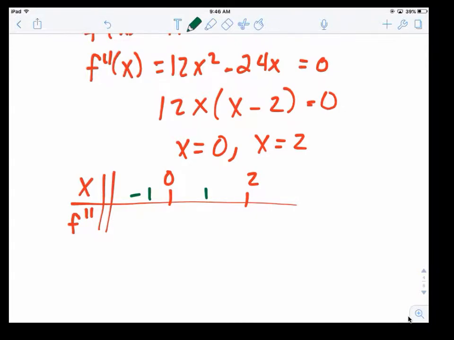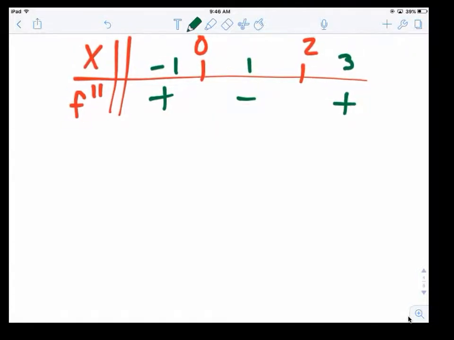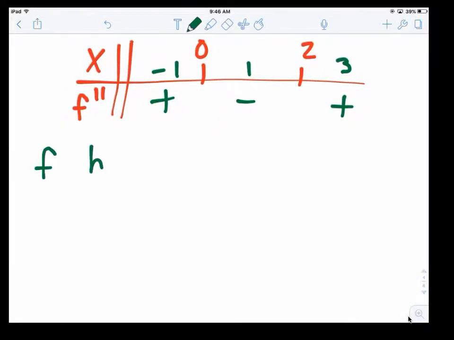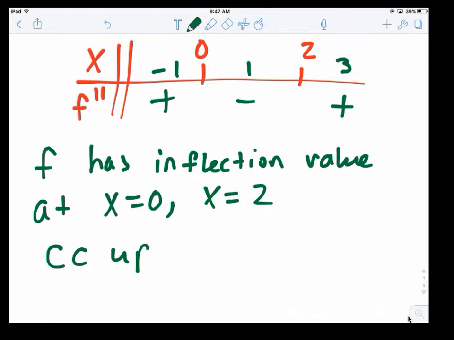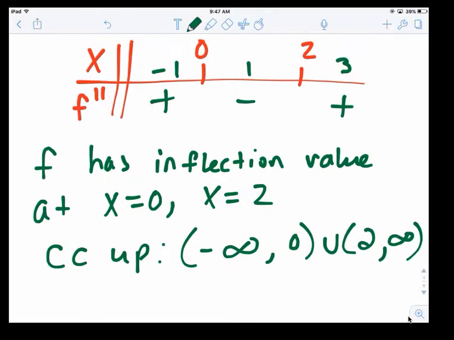Okay, so I'm going to test negative 1, 1, and 3. So if I do negative 1, that's negative, negative, positive. If I do 1, that's positive, negative, negative. 3 would be positive, positive. All right, so f has inflection values at x equals 0 and x equals 2, and we are concave up from negative infinity to 0 and 2 to infinity.